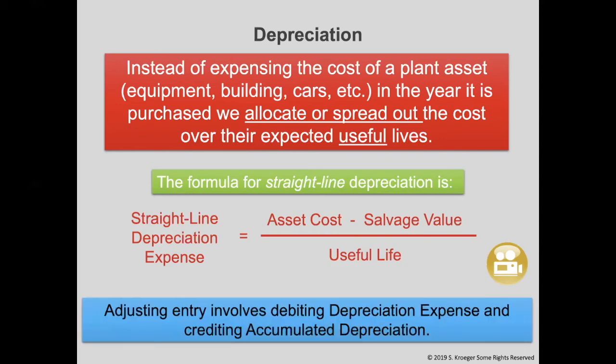The adjusting entry involves debiting depreciation expense and crediting accumulated depreciation. Now, let me give you an example before we practice on what this all means.